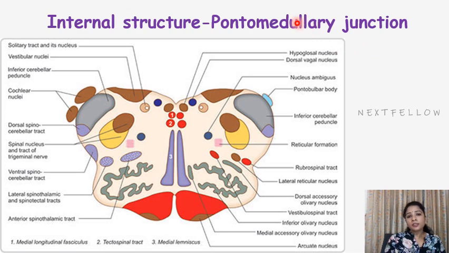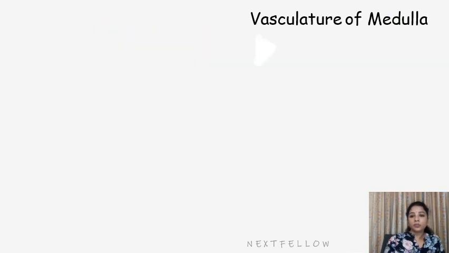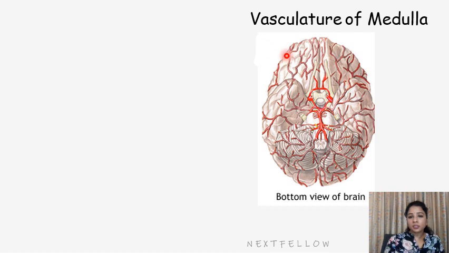And arterial supply, the vasculature of the medulla is a bit complex, and it depends on the level which is being viewed. Here we can see the base of the brain demonstrating the circle of Willis. We can see the two vertebral arteries joining to form the basilar. Basilar terminally divides into posterior cerebral arteries.